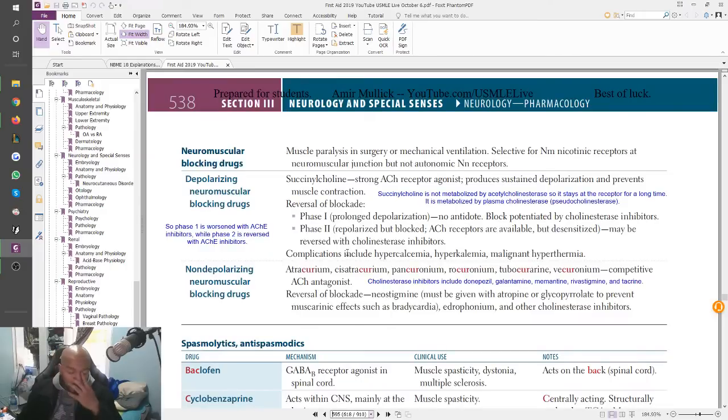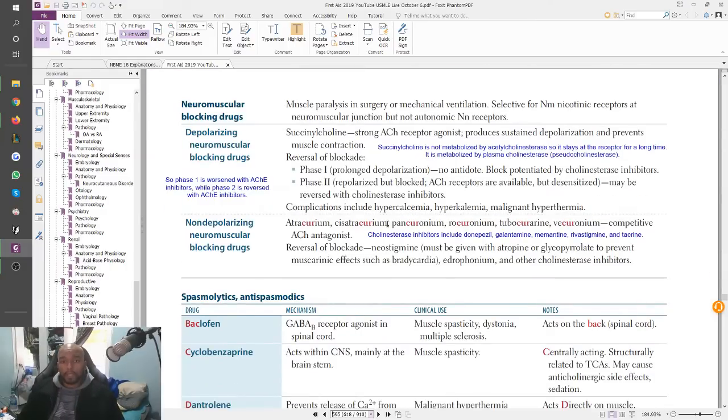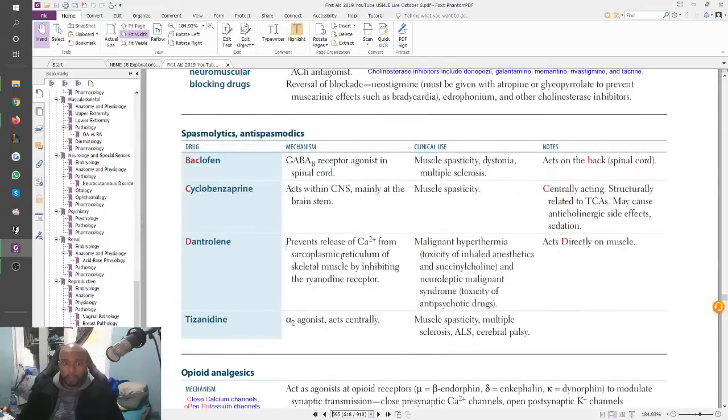And this is something we recently discussed, right? Because we just finished Neuropharm. So right here you can see your neuromuscular blocking drugs, right? This is the questions about succinylcholine and the curium and all of that. And the spasmolytics, right? So these are pretty high-yield medications. Dantrolene for anyone who needs help with their malignant hyperthermia. Baclofen is the GABA agonist for patients who have muscle spasticity and multiple sclerosis. Okay, multiple sclerosis is usually where you see this as the right answer.